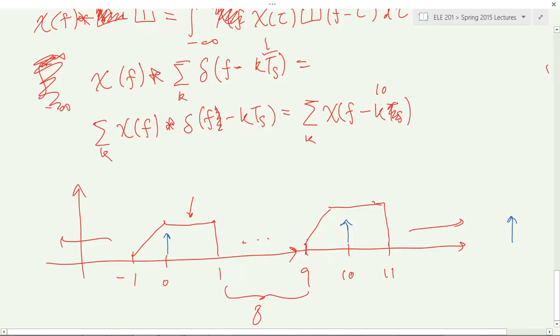Okay. Now, there's one other thing. It's not a big issue. There was supposed to be a 1 over TS here, so there should have been a 1 over TS on each of these, which would mean instead of 1, the new height here would be 1 over TS. But really, conceptually, that's not going to change what we're talking about here.